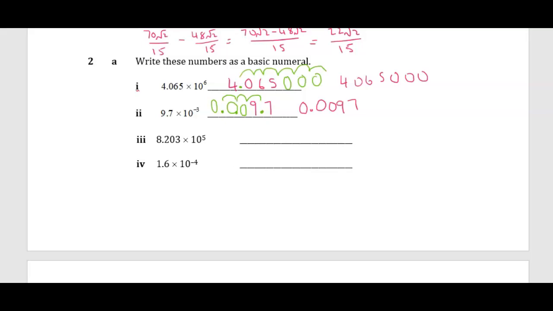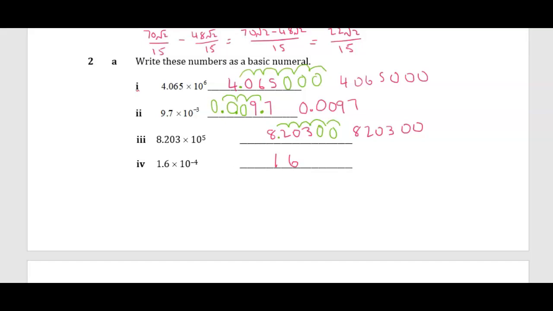All right, question 38203. Just do the decimal place in green. So we're going 5 spots. 1, 2, 3, 4, 5. So now we've got 820300. Just double check. 1, 2, 3, 4, 5. Good.